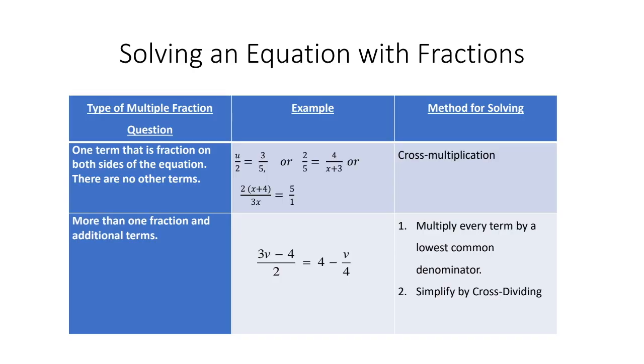However, if we have an example where you can see that there's a fraction on this side and there is a fraction on the right side, but there's also another term being, in this case, added to it, right? Or you could say the negative v over 4 is being subtracted from the 4. We can't just do cross multiplication. We have to find what we call a lowest common denominator, or any common denominator. It doesn't have to be the lowest, and I'll talk about that in one of the examples.